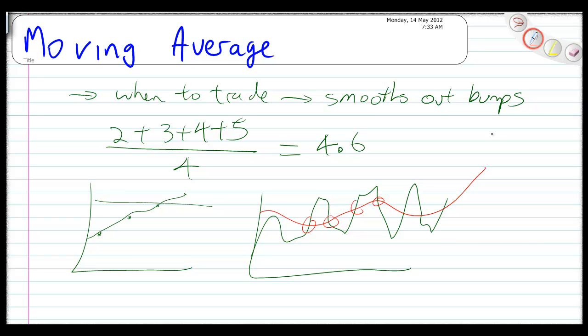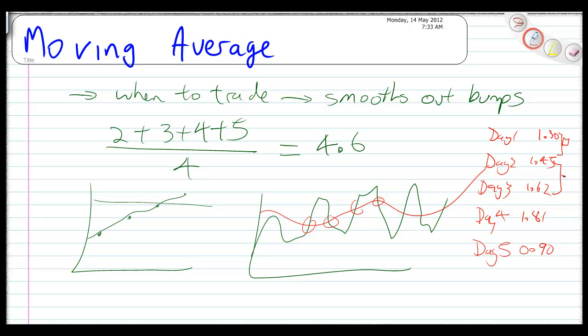But basically you get your daily prices. So if you imagine this happening, we'll pretend that we've got a 2-day moving average, which is a bit short, but that's okay. So day one, you might have $1.30, $1.45 here, then $1.62, then $1.81, and then you get down to 90 cents, and you're doing a 2-day average. You'd add these two together and get the average, and write the number down. And then the next day, you'd grab these two and write the number down.